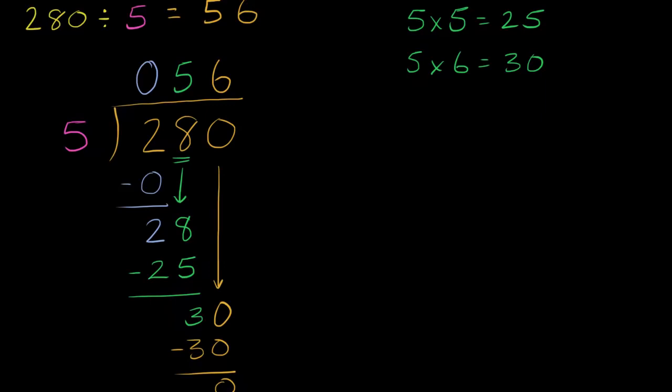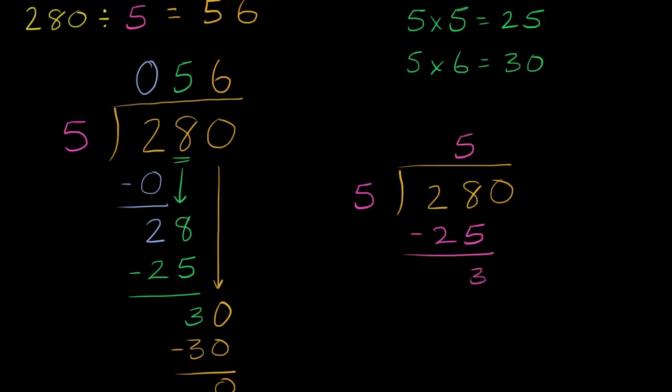The other thing I want to show you is that we didn't necessarily have to write this 0 here. Another way of computing it, we could have said 280 divided by 5. We could have said, how many times does 5 go into 2? Well, it doesn't go any times. So let's just think about 5 going into 28. Well, 5 goes into 28 5 times. 5 times 5 is 25. Subtract. 28 minus 25 is 3. Bring down the 0. 5 goes into 30 6 times. 6 times 5 is 30. And we have nothing left over.